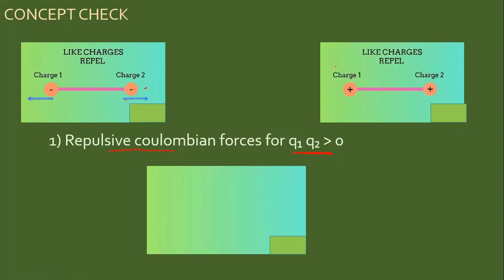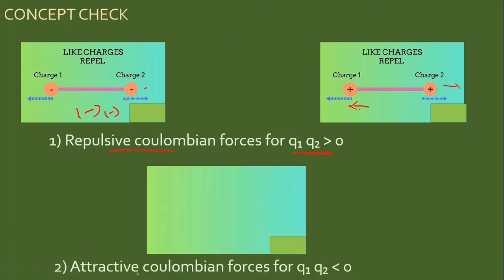Similarly, we have another pair of like charges, that is two positive charges. So repulsive Coulombian forces will always point opposite to each other. This is how, and the product Q1 Q2 will always be greater than 0. Here, if we have two negative charges, negative into negative will become positive, that is, it will be greater than 0. And if we have two positive charges, the product of positive charges will also be greater than 0. So if this situation is asked, what is the significance of Q1 Q2 greater than 0? That means we have a system of two like charges. This is one concept.